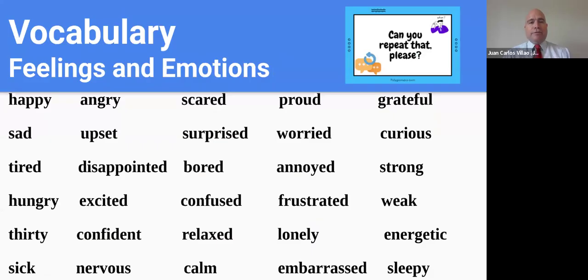All right, so we're going to review those words once more. We're going to read each word 2 times each. We're going to read it vertically. So I'll begin. Happy, happy. Sad, sad. Tired, tired. Hungry, hungry. Thirsty, thirsty. Sick, sick.